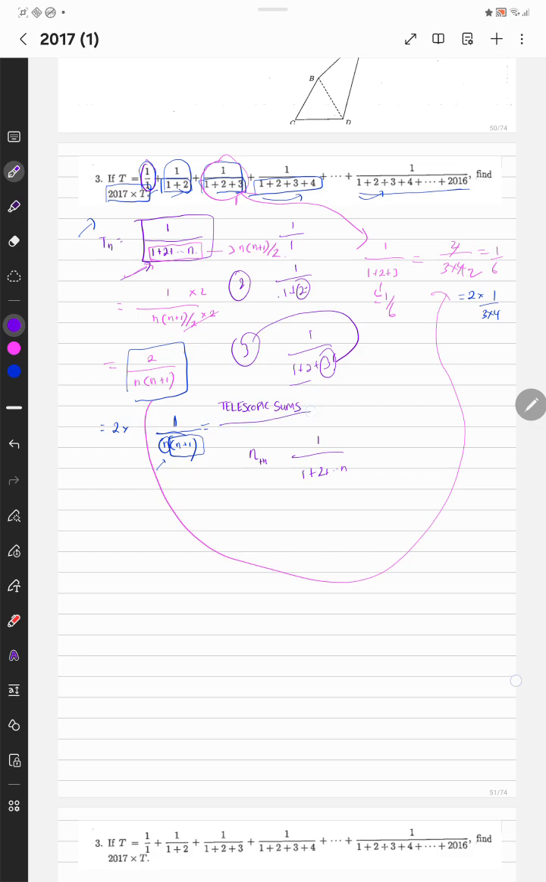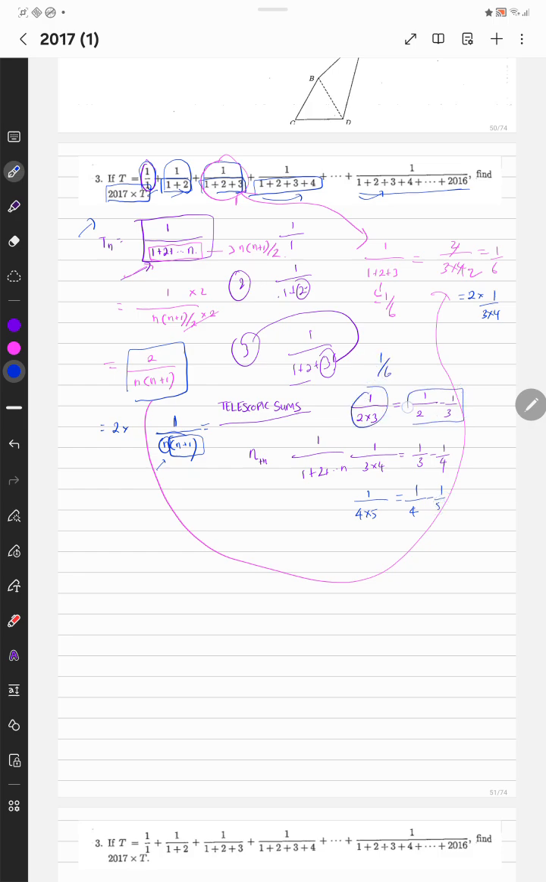Basically the idea goes like this: if you have a value like 1 over 2 times 3, you can actually write it like 1 over 2 minus 1 over 3. If you have something like 1 over 3 times 4, you can actually write it like 1 over 3 minus 1 over 4. What's going on here? Let's see. If it's 1 over 4 times 5, you can write it like 1 over 4 minus 1 over 5.